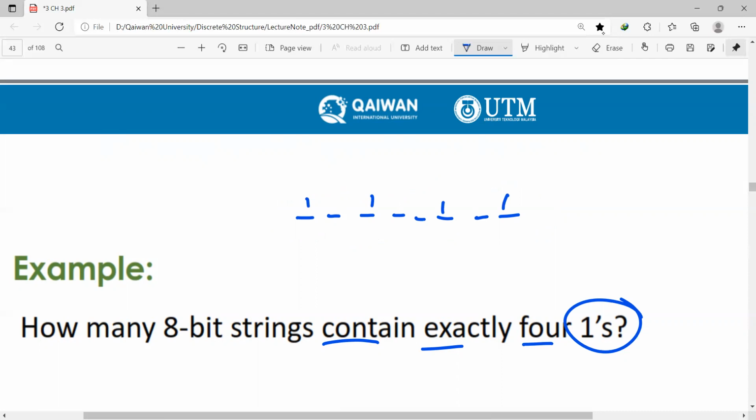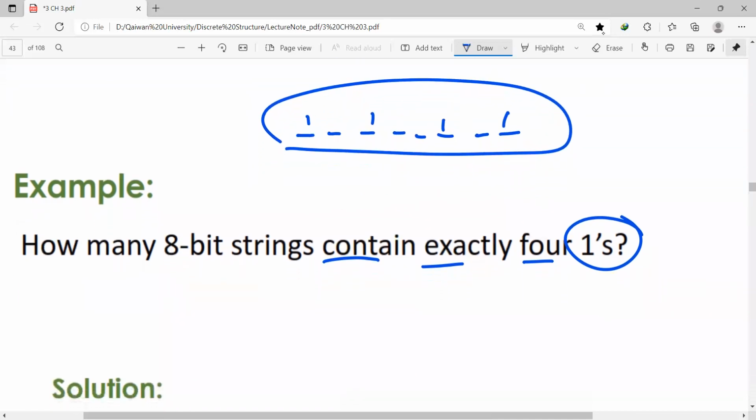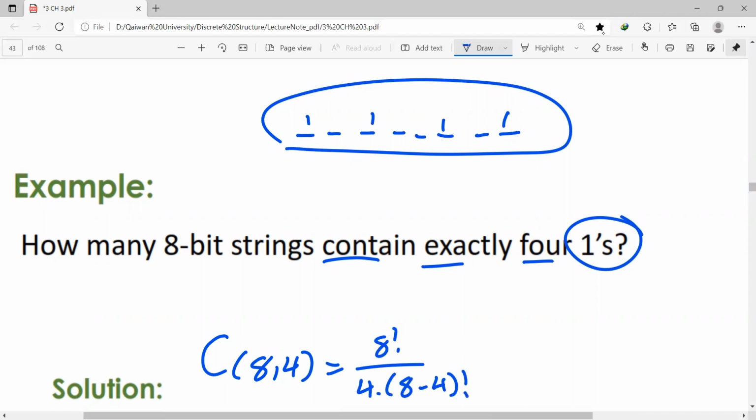So if the ordering is not important, we use combinations. That means here we have 8 spaces. We want to write down 4 ones in 8 spaces. We say it's combination of 8 and 4. It equals 8 factorial divided by 4 factorial times 8 minus 4 factorial. We just apply the rule here. The rule is n factorial divided by r factorial times n minus r factorial. And here n is 8 and r is 4. So this equals 8 factorial divided by 4 factorial times 4 factorial.